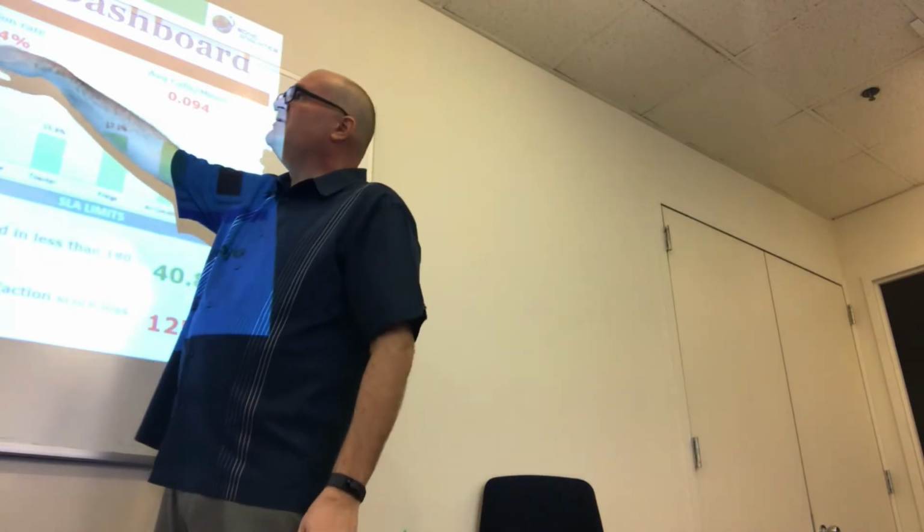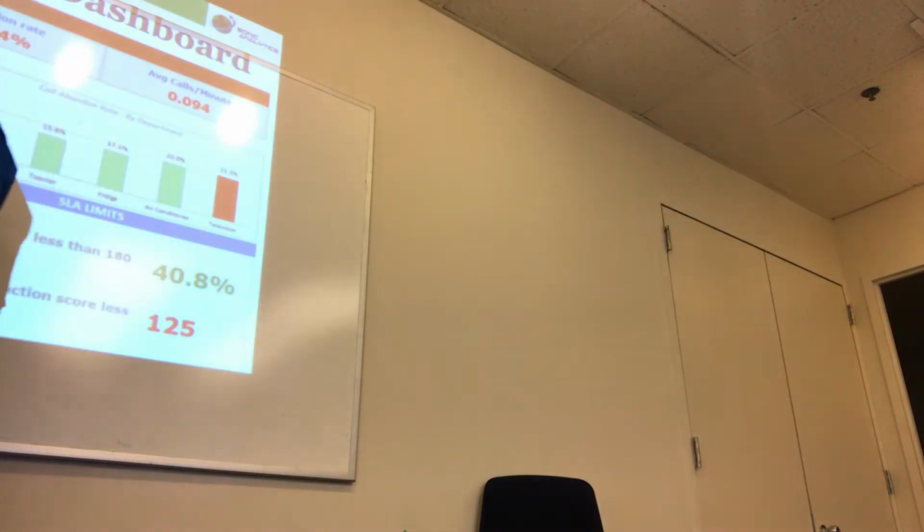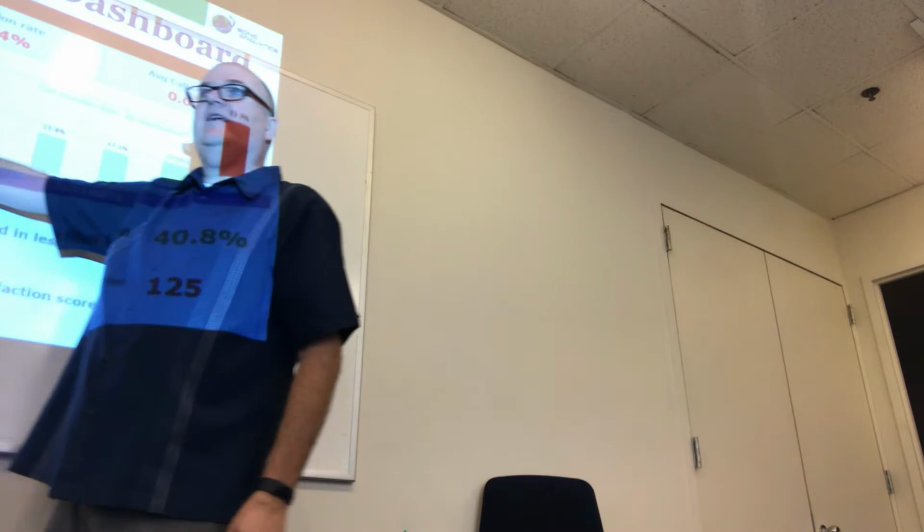Number of calls, average answer speed, abandon rate. These are the key metrics that run a call center. If they're not good, they're in the red. You have the ability to look at stuff and make quick decisions.